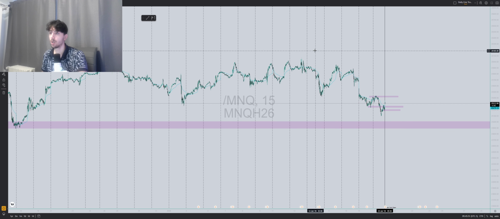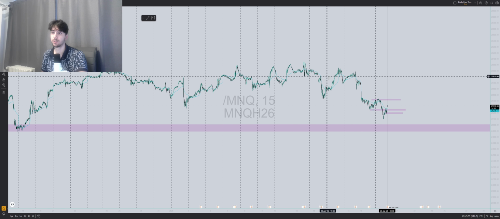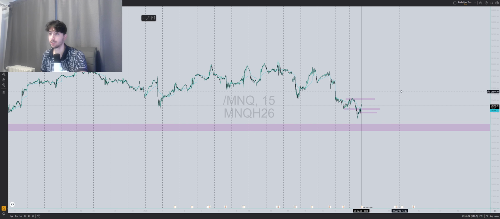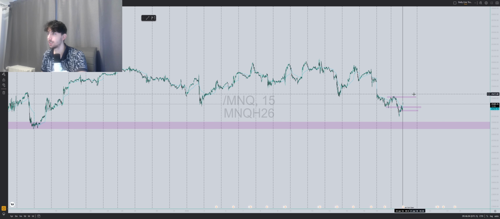And currently on the maybe 50-minute charts, what we can see is that we are in a downtrend again. So we made a high, not a higher high, but a high. And since then, the market just went down again to the 25,300 area. So we are kind of stuck here.